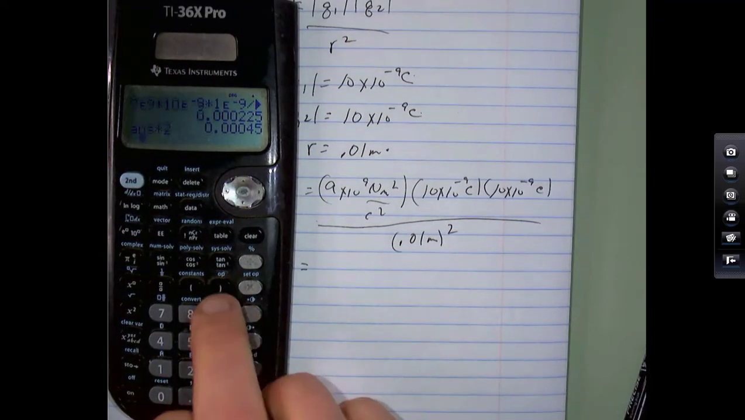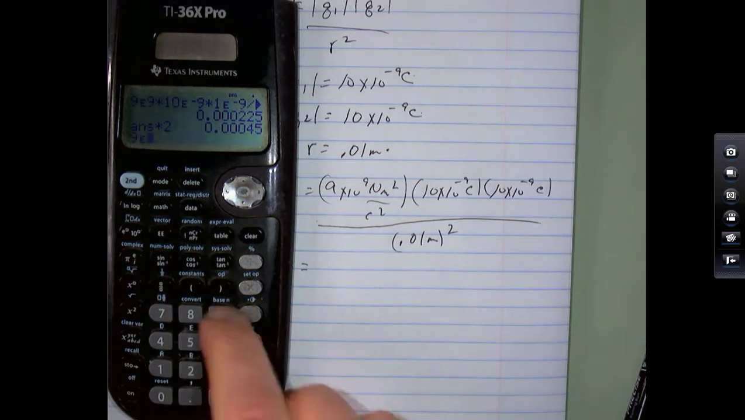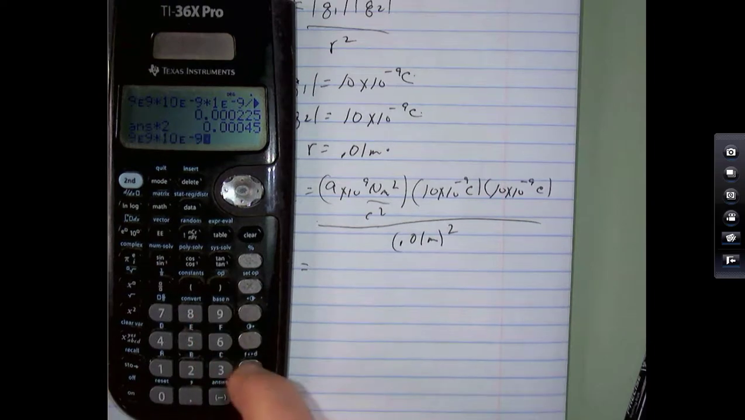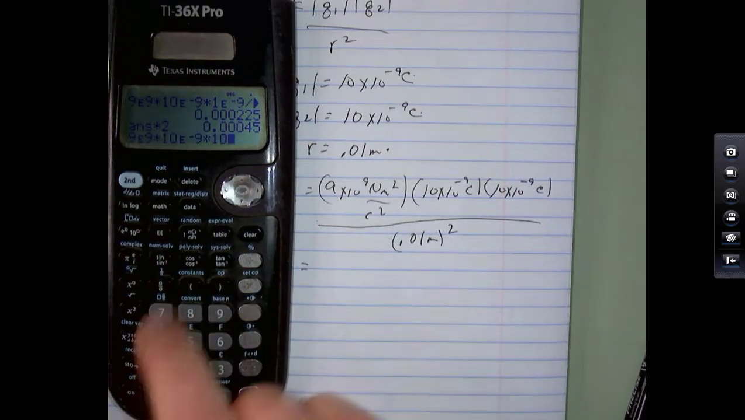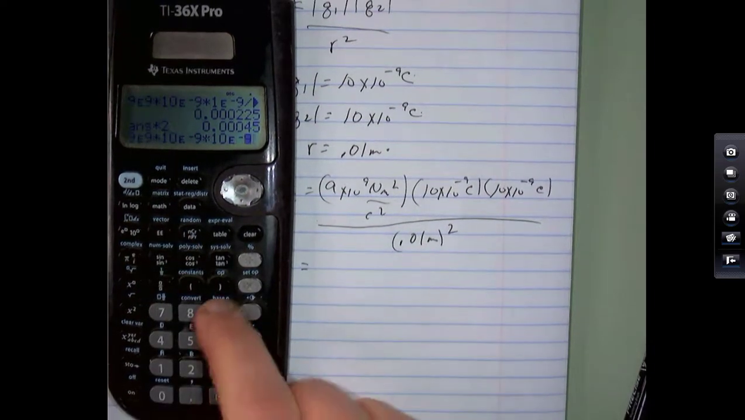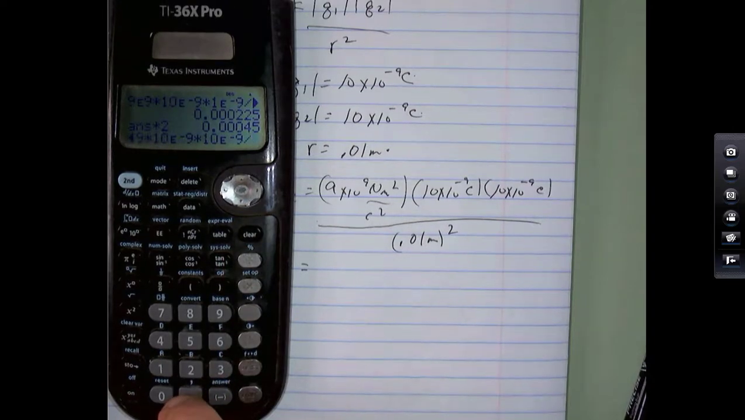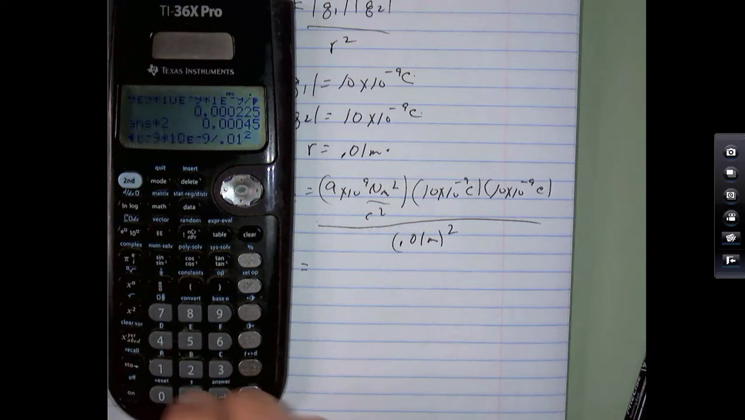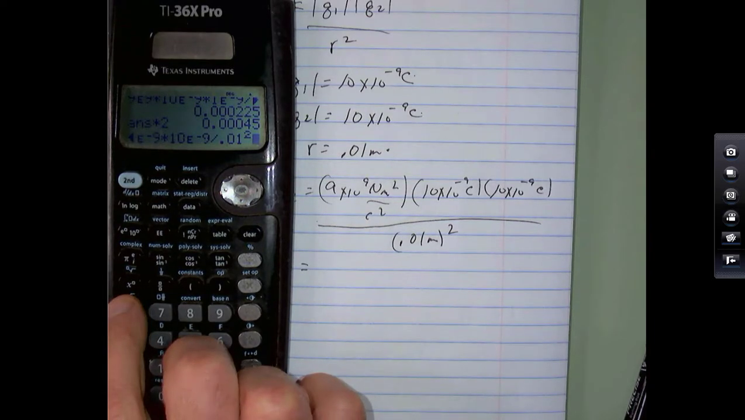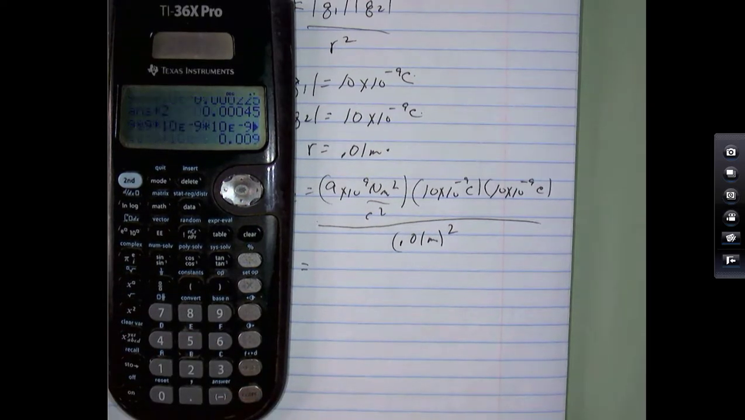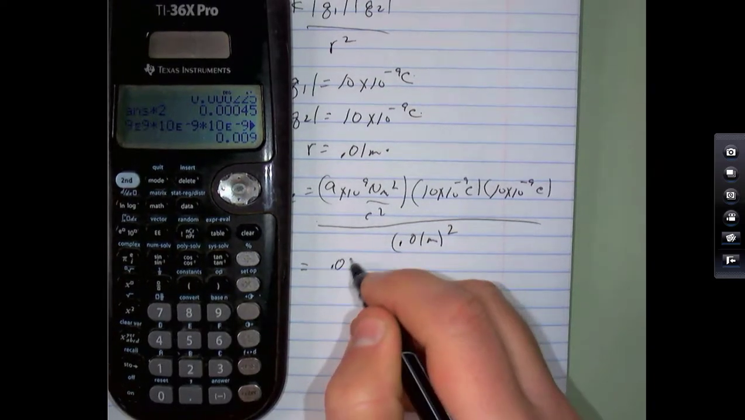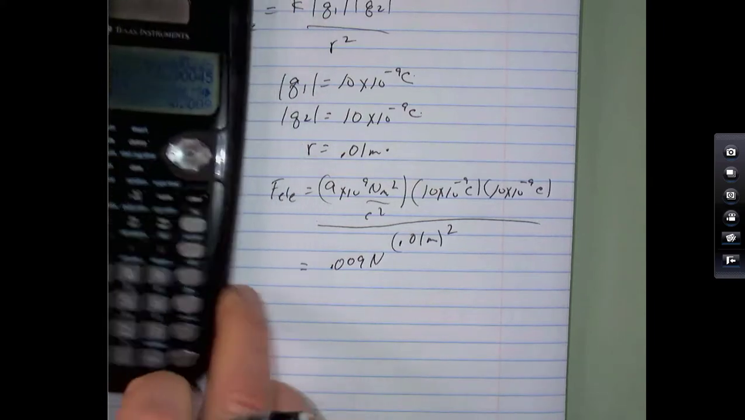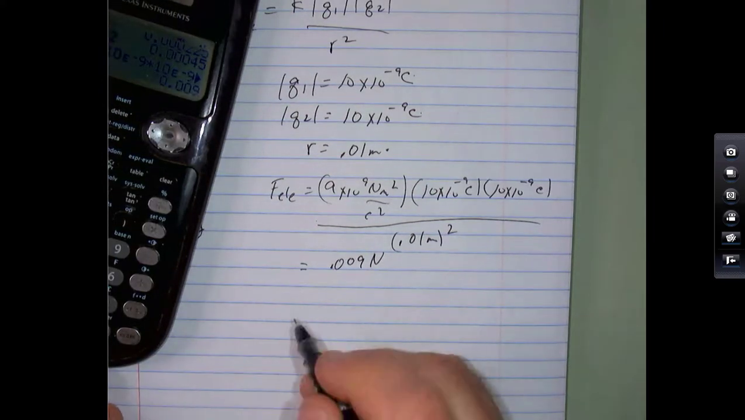We have 9 times 10 to the 9th, times 10 to the -9th, times 10 also to the -9th, divided by the distance between them, 0.01, and then don't forget to square it. Okay, enter. 0.009 newtons. That's the electrical force between them. Now, is it greater than the weight? Let's figure out the weight.